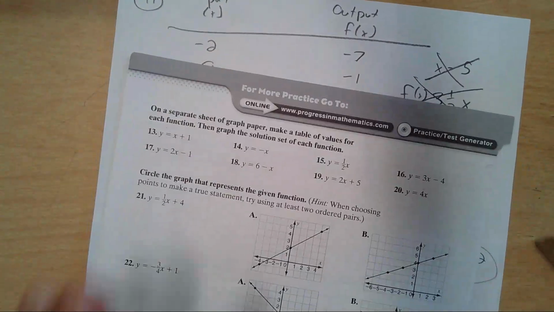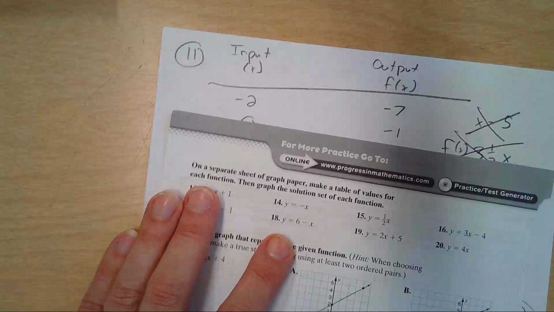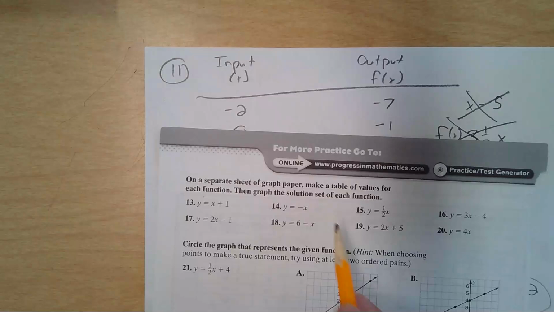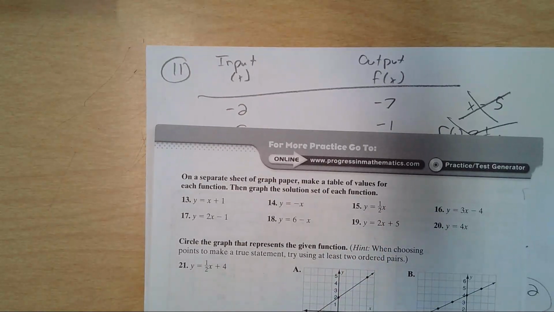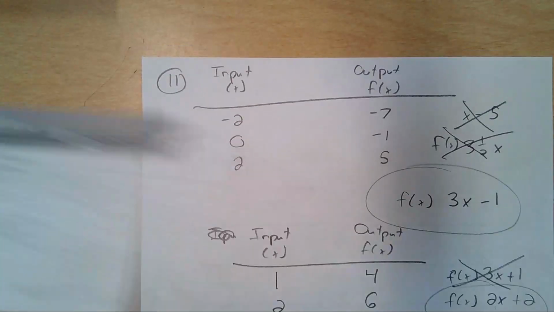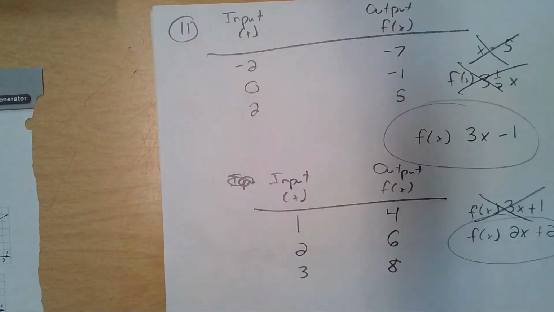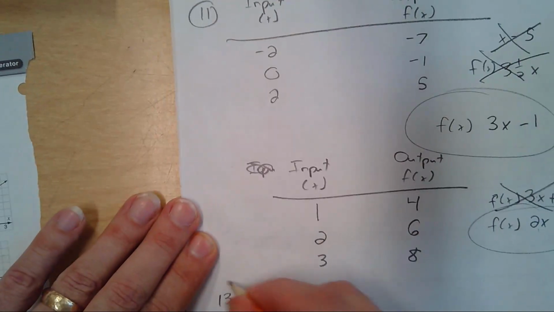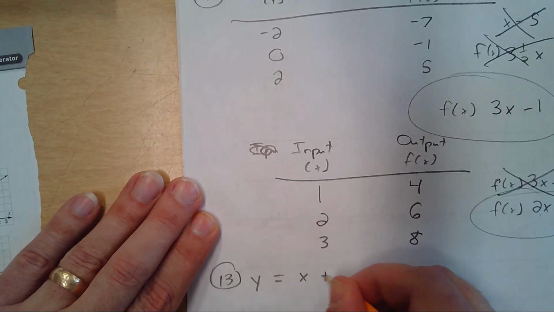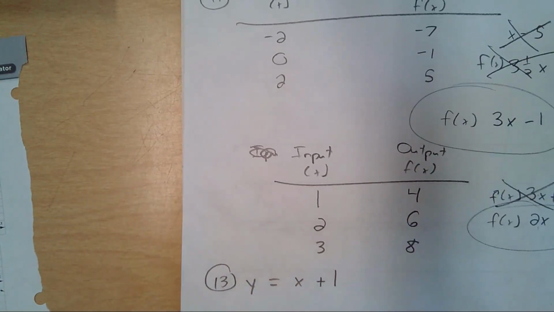Backside. So now, here we go. This will be your first opportunity, on a separate sheet of graph paper, to make a table of values for each function. Then graph the solution of the function. So number 13. And again, I'm going to make some with graphs, some without here. Number 13 says y equals x plus 1. And it wants us to make a graph and a table of values.